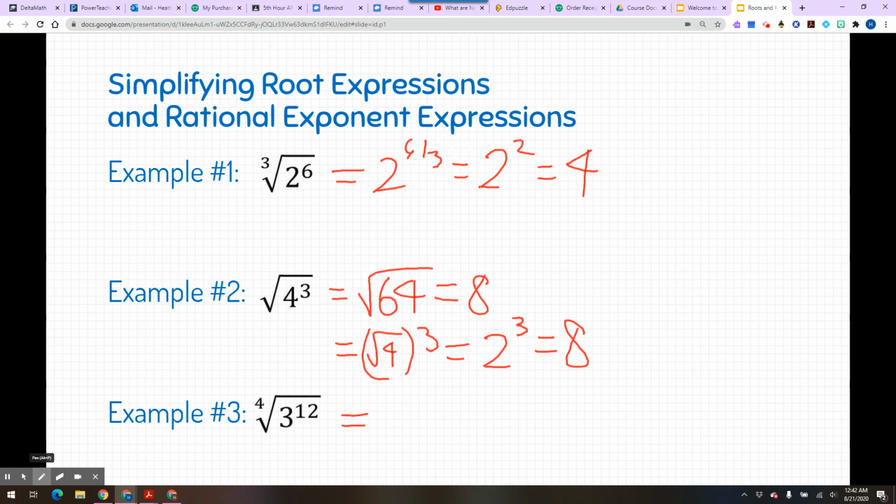Look at this last example. This could be rewritten as 3 to the 12th over 4. These may be examples you want to refer back to as we go on in this first chapter, because all of these concepts will come back again and again as we study quadratic functions.